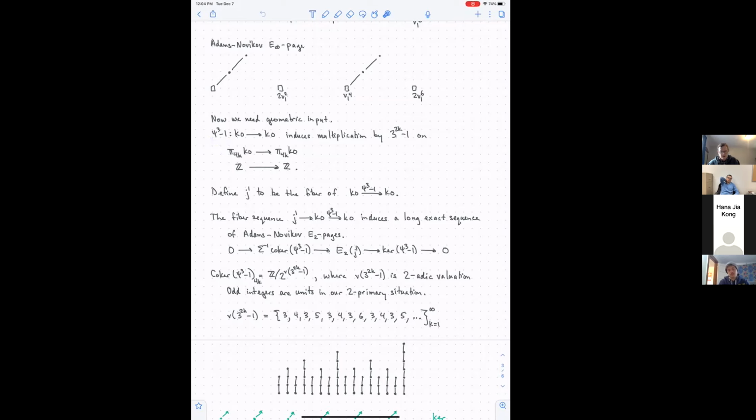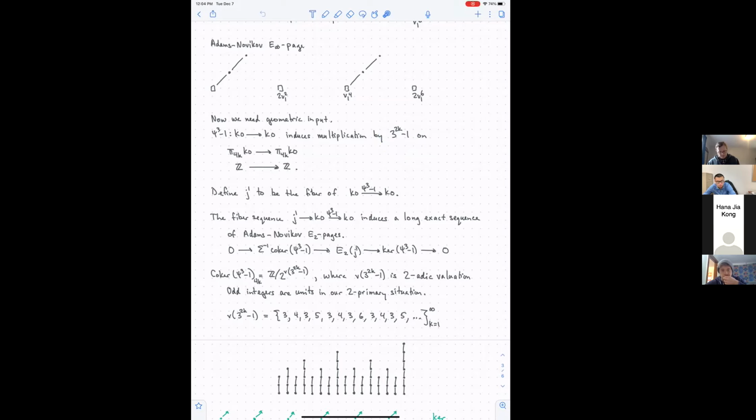Okay, so in dimensions 4k, it is a copy of Z. That's all these Z's here that we see. Dimension 4k, it's a copy of Z. Okay, so you have a map from Z to itself, and it is multiplication by this particular integer. Okay, that's the geometric input. That psi3 minus 1 is a self map of KO that has that effect on pi 4k.